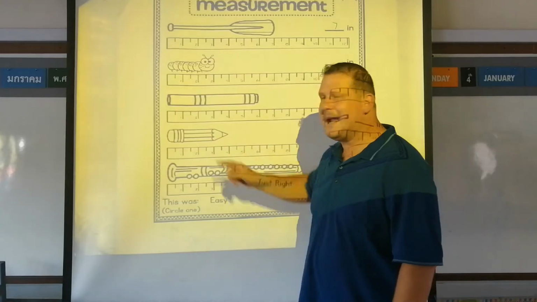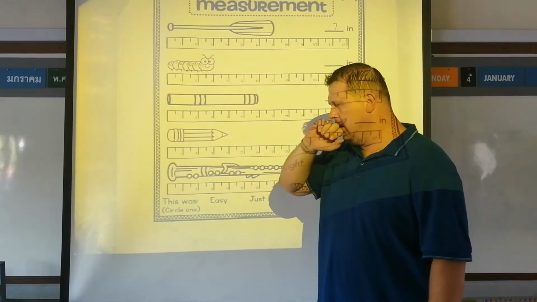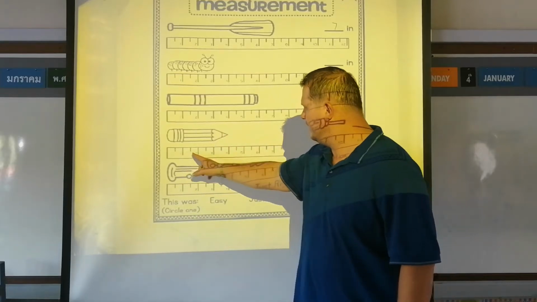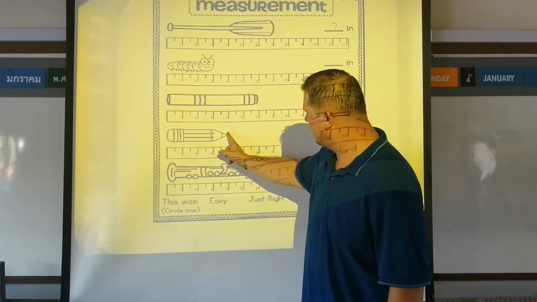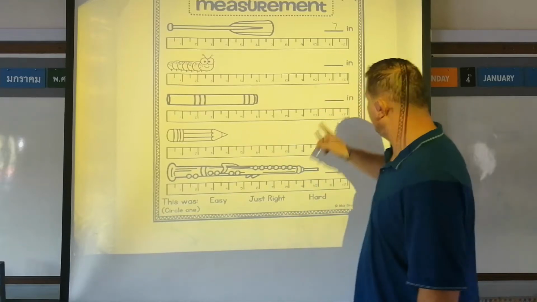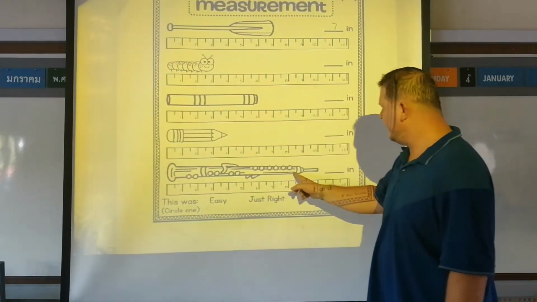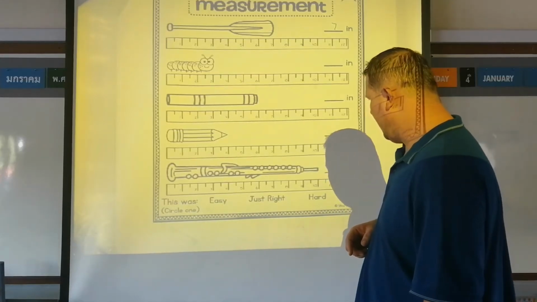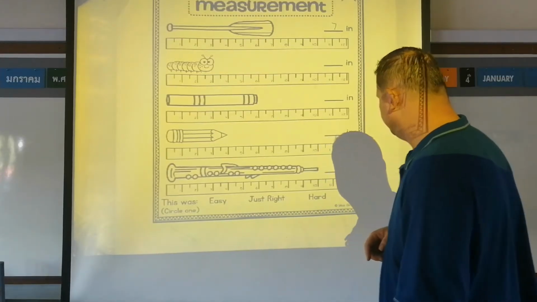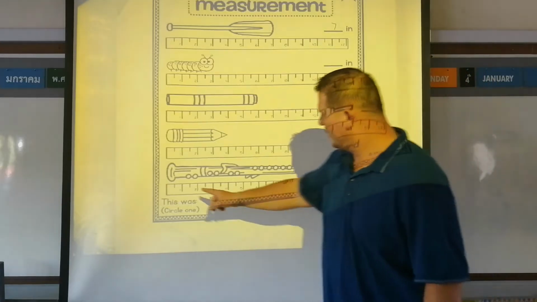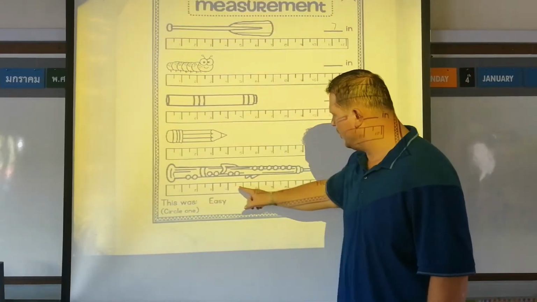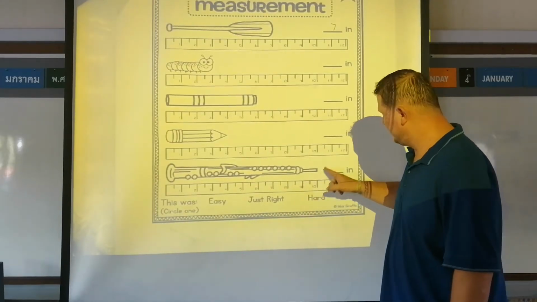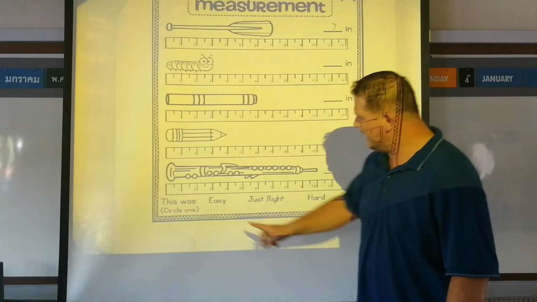The next one, this is a pencil. 1, 2, 3, 4, right? So you put a 4. And this, it's like a flute or something, right? 1, 2, 3, 4, 5, 6, 7, 8, 9, 10. So you put a 10.